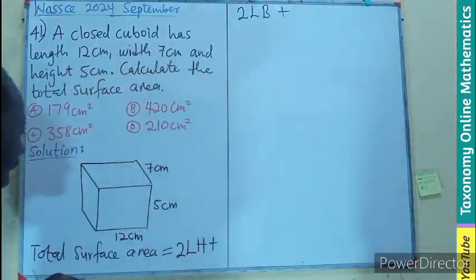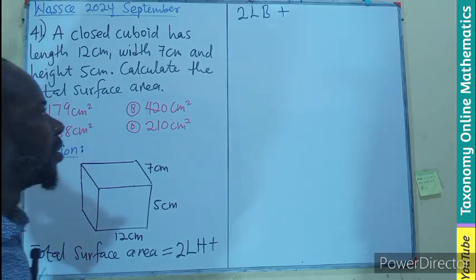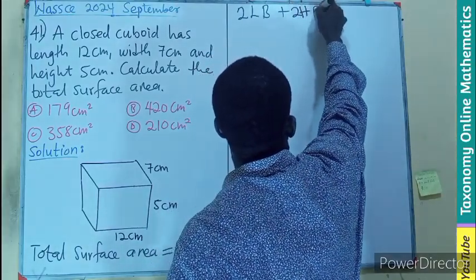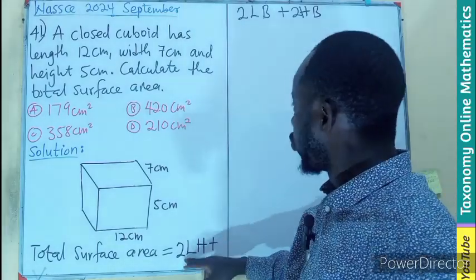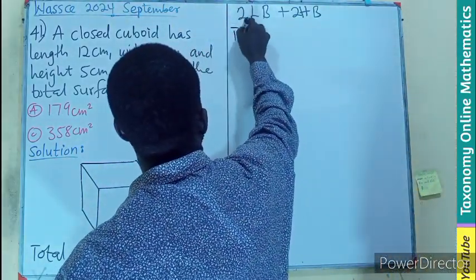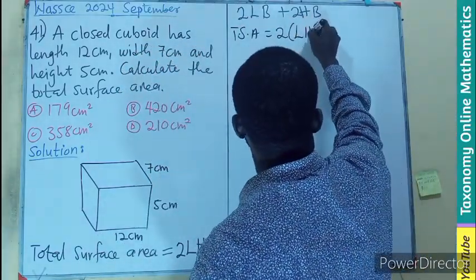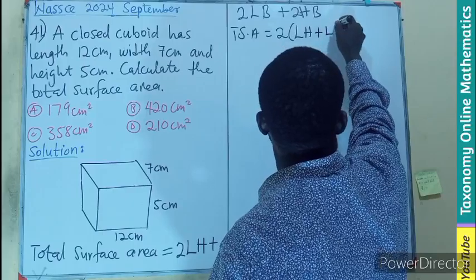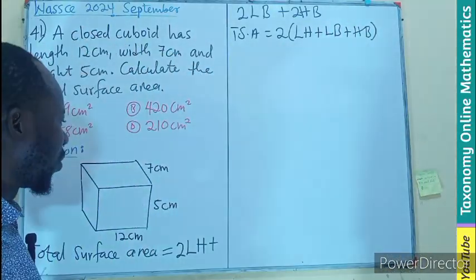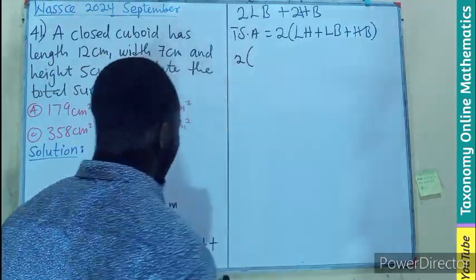So that will be 2LB. Then let's go to the left. The longest side, length, breadth, meaning height and what? Breadth. So I'll be having 2 of such, height times what? The breadth. Look at it. 2, 2, 2. B in front. We can take that as a common factor. So total surface area becomes 2 into bracket LH, LB, and HB.